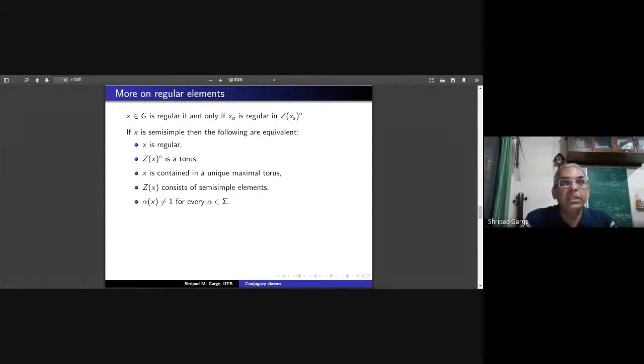And also remember the above statement that X in G is regular if and only if its unipotent part is regular in the connected part of the centralizer of the semisimple part.